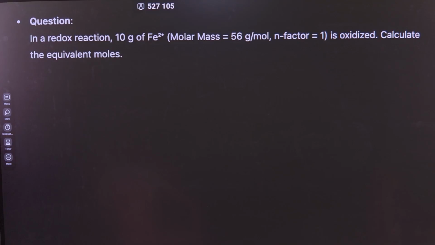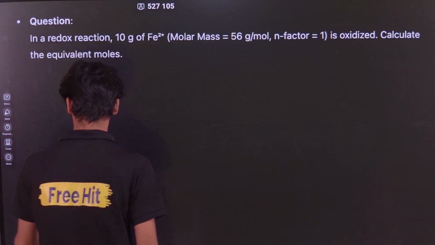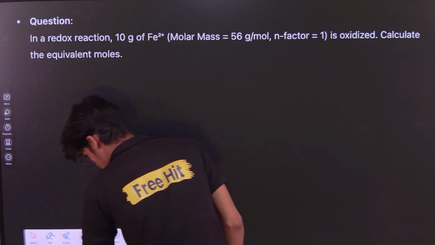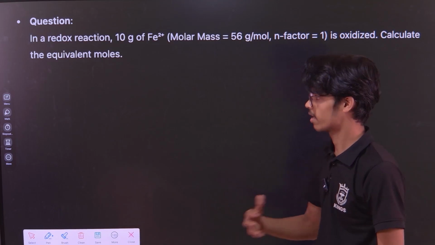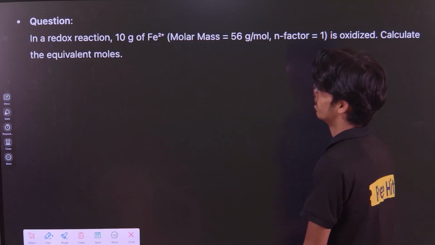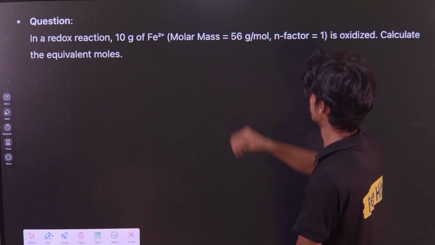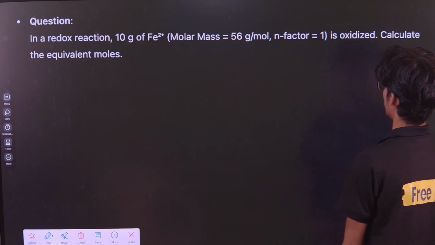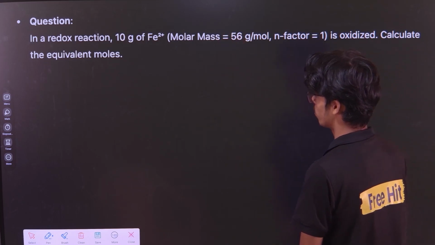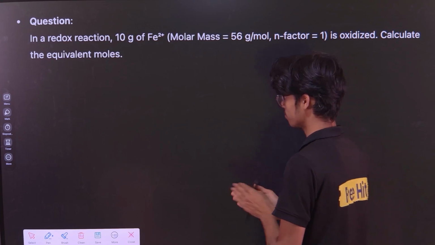Let's do another question. Try to attempt the question before I do it, so that you just practice yourself. In a redox reaction, 10 gram of Fe2 positive, this is the molar mass, and the N factor is also given, is oxidized. Calculate the equivalent moles. Okay, let's do this.